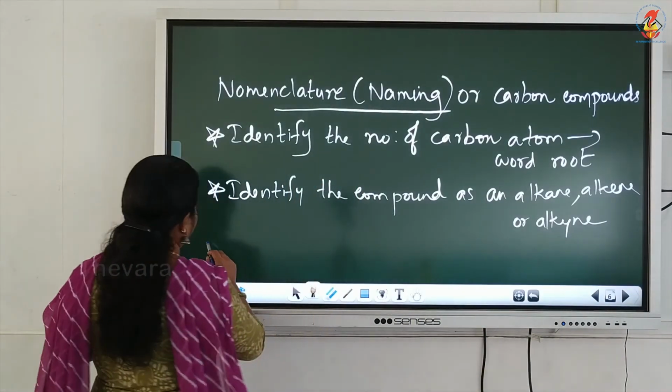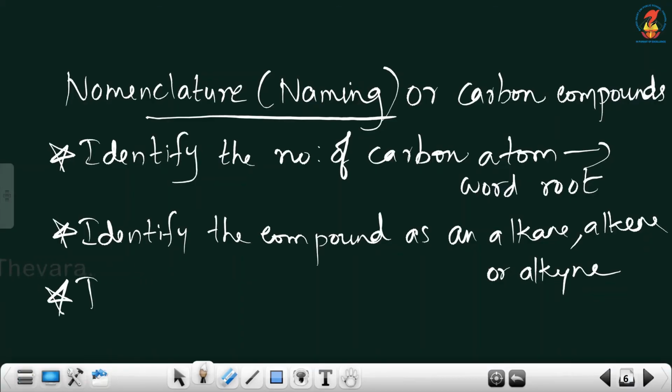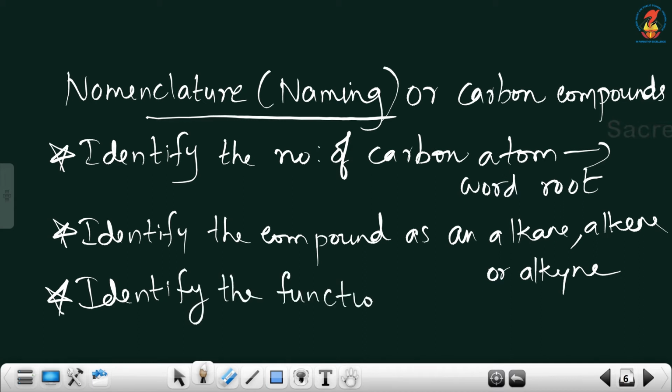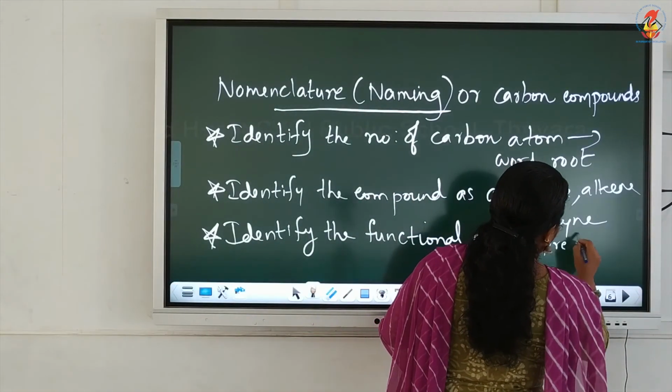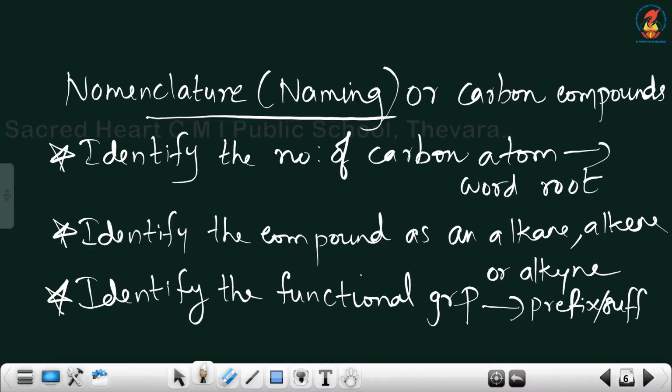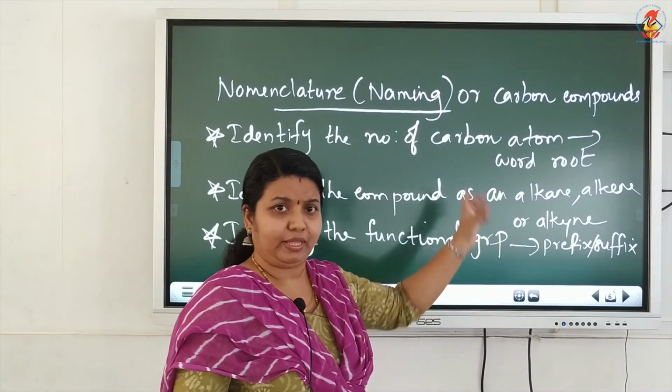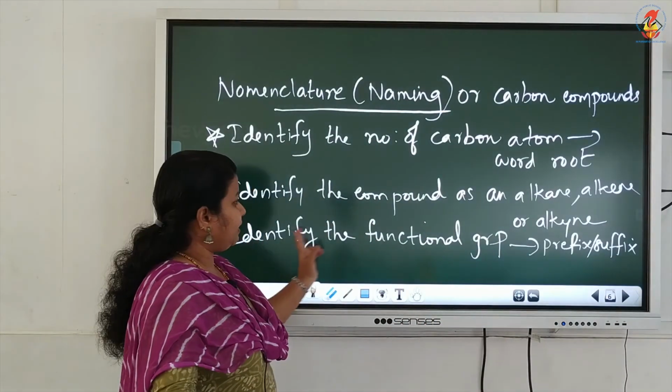Then the third step is identify the functional group, if any. Identify whether any functional group is present in the carbon compound. It has to be indicated in the name of the compound as a prefix or suffix. We have different prefixes or suffixes to be added for each functional group. That table I will give you. So, identify the functional group.